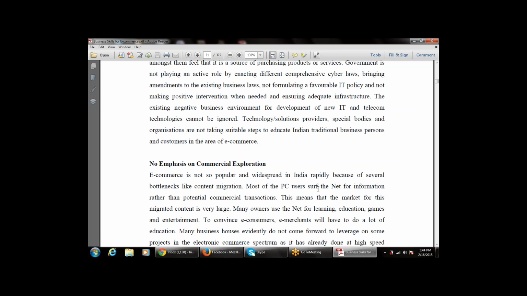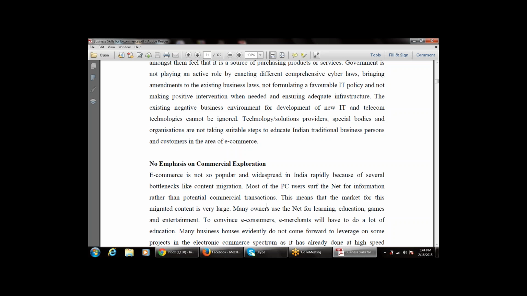Most of the PC users surf the net for information rather than potential customer transactions. That is, most of the users who are using the internet are only gaining information, only seeing the advertisement and the information that is available on the internet, but cannot make potential commercial transactions. This means that the market for this migrated content is very large.